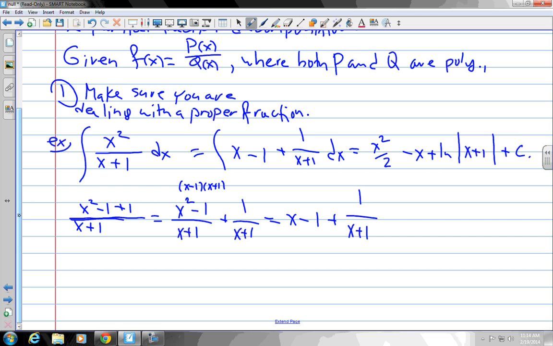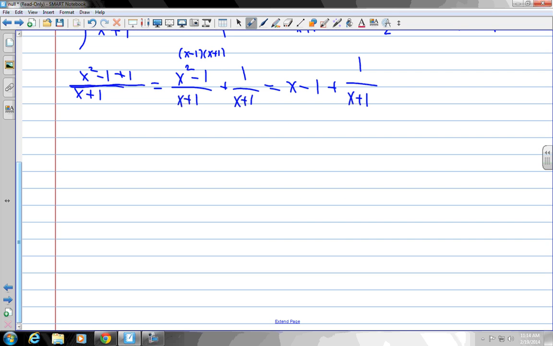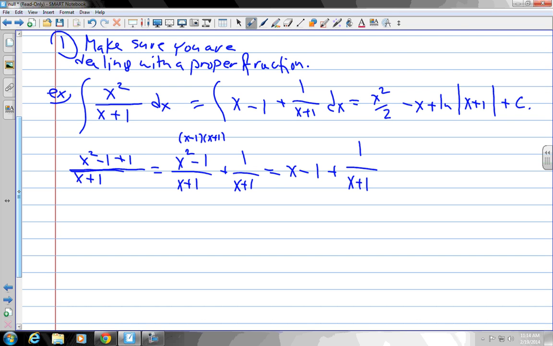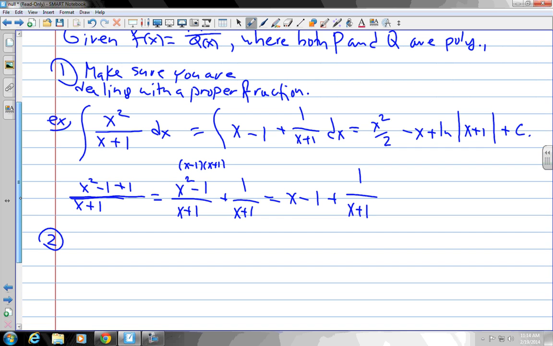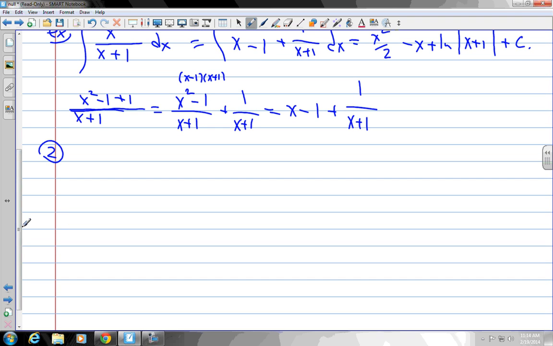Okay, moving on. Now, second step. This is not really the first step; this is the first thing you look for. If you have an improper fraction, fix it. Sometimes you're just done integrating from step 1. Now, for step 2, assume that your fractions are proper, so we're just going to focus on that.